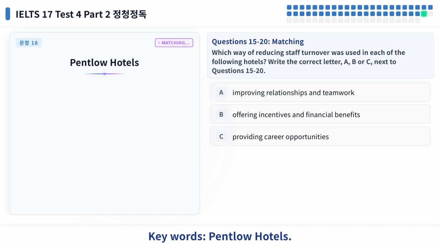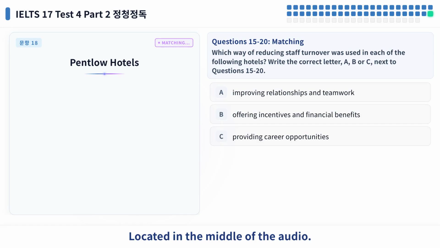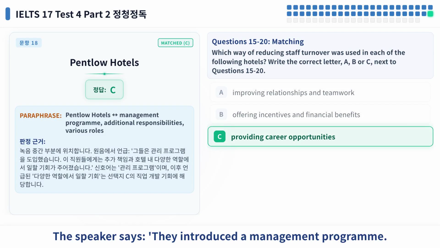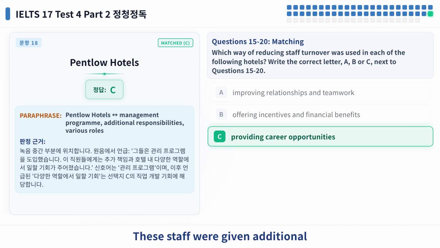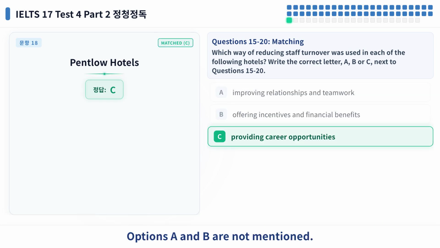Keywords: Pentlow Hotels. Expect to hear what this hotel offered its staff. Listen for words about staff benefits or development. Located in the middle of the audio, the speaker says, they introduced a management program. These staff were given additional responsibilities and the chance to work in various roles in the hotel. The signpost is management program, and chance to work in various roles matches option C about career development. Options A and B are not mentioned.